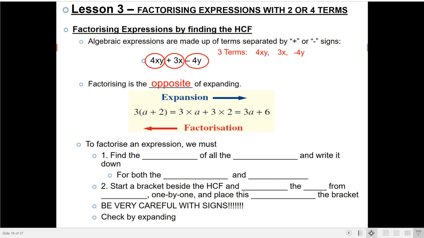Now, to factorize an expression, we must find the HCF, and the HCF is the highest common factor. We need to find the HCF of all the terms, and what we do is we find the HCF and then we write it down. That is for both the numbers and the letters. Then we need to start a bracket beside the HCF and divide the HCF from each term one by one and place this result inside the bracket. Now we have to be very careful with signs, and we need to check by expanding. Okay, so let's get to it.